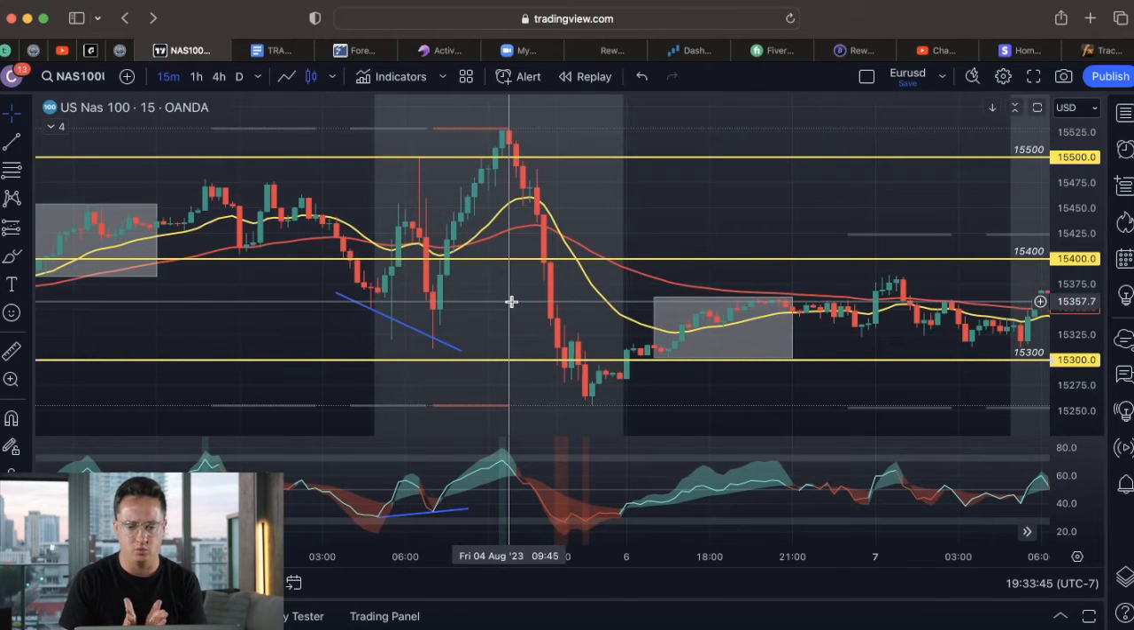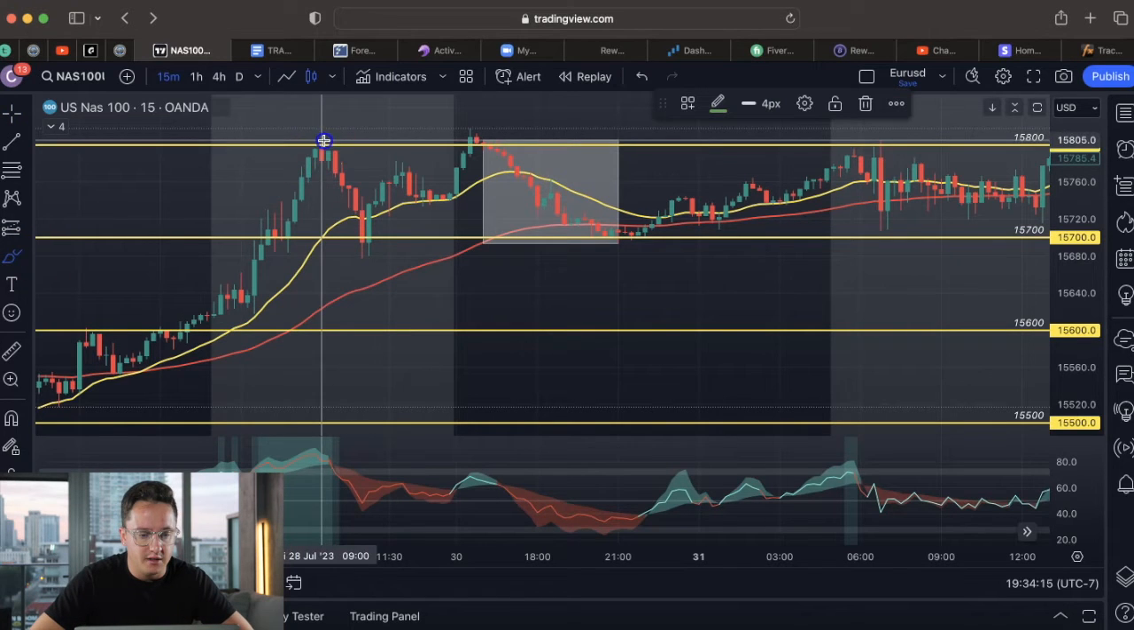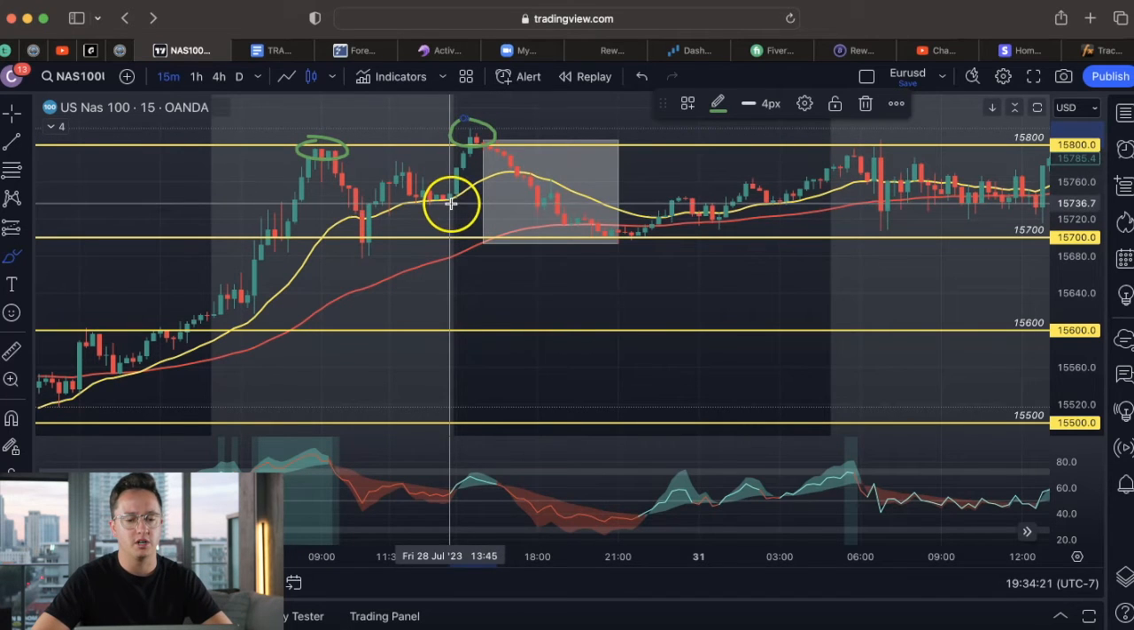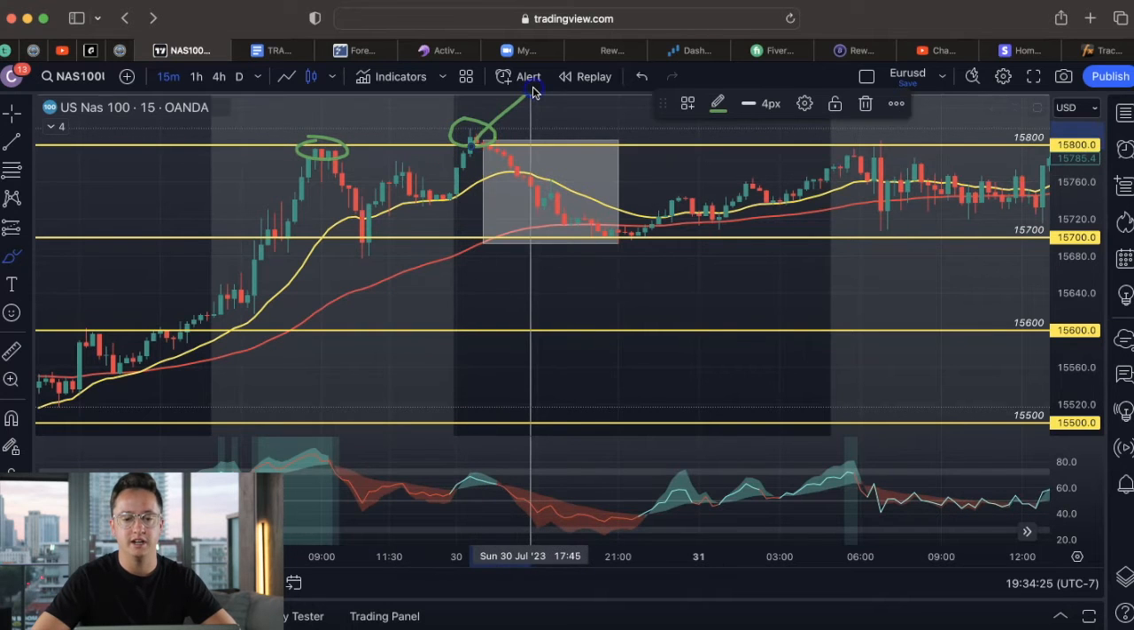Let me find another really nice example for you guys. Okay, here is a really nice example. I'm going to mark it up for you guys and then explain it. We have this resistance right here. Then we have this resistance right here. If I were to have seen this in the markets without the RSI Plus, I would think it's going to keep running up. I think a lot of you would think the same thing.